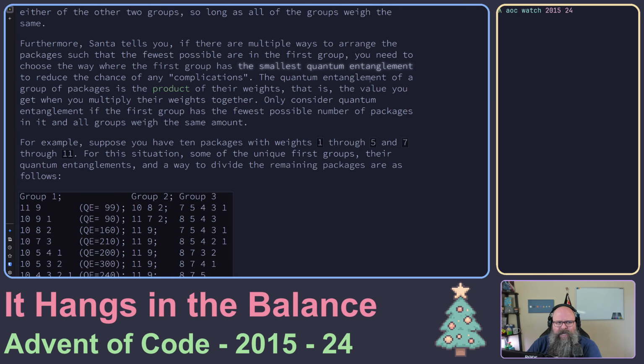The quantum entanglement of a group of packages is the product of their weights. That is, the value you get when you multiply their weights together. Only consider entanglement if the first group has the fewest possible number of packages in it, and all groups weigh the same amount.